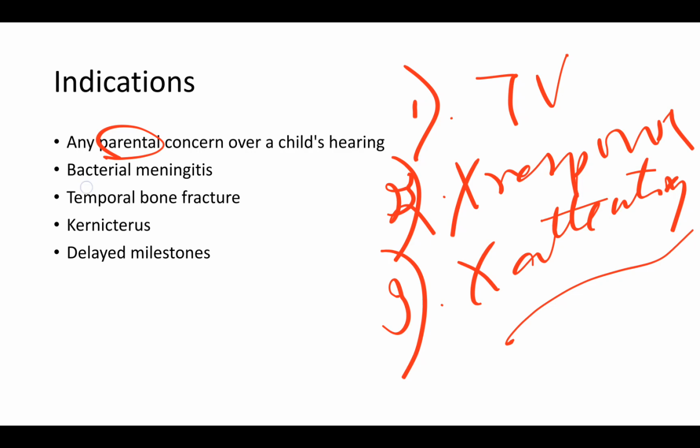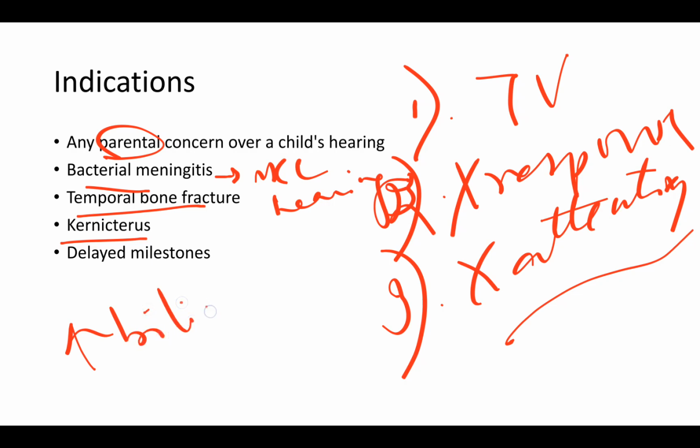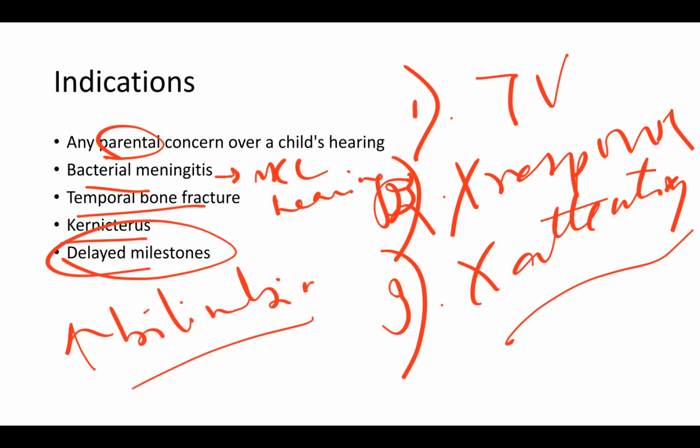The next one would be bacterial meningitis, because the most common complication of meningitis in children would be hearing loss. And temporal bone fracture, because that's where your ear lies. And kernicterus is nothing but jaundice, or increased bilirubin in your brain. And delayed milestones, because the patient might have any kind of delayed development.